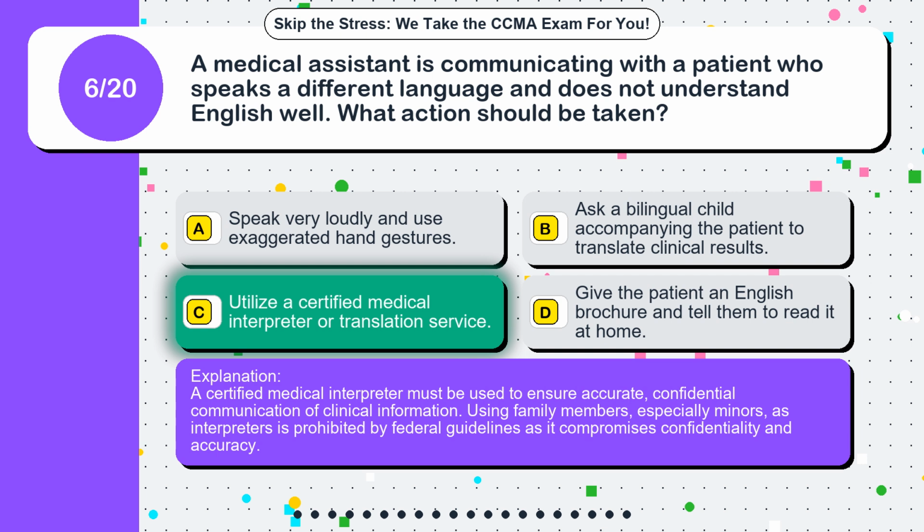A certified medical interpreter must be used to ensure accurate, confidential communication of clinical information. Using family members, especially minors, as interpreters is prohibited by federal guidelines as it compromises confidentiality and accuracy.